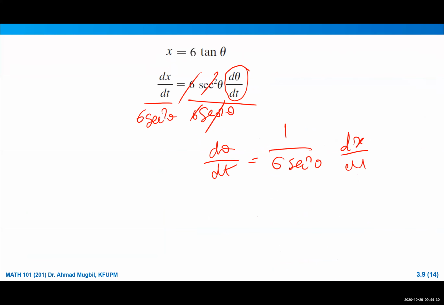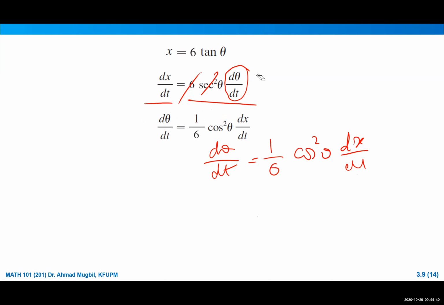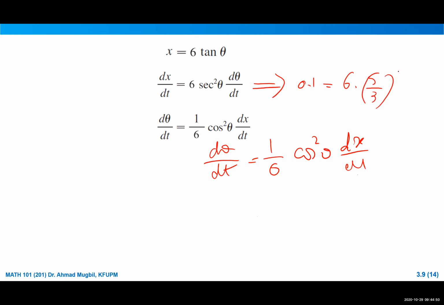Now 1 over secant is what? This will be 1 over 6, and 1 over secant is cosine squared. Got it? But of course, you can also work here. What is dx dt? It is 0.1 equals 6 secant squared, 5 over 3 all squared, times d theta dt. Now simplify, and you will get the same answer.